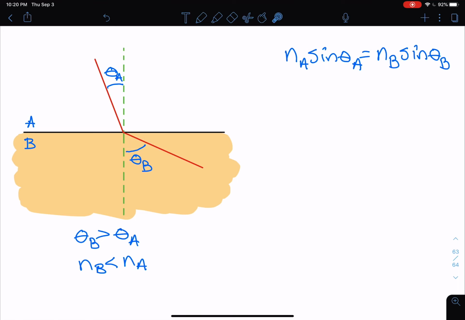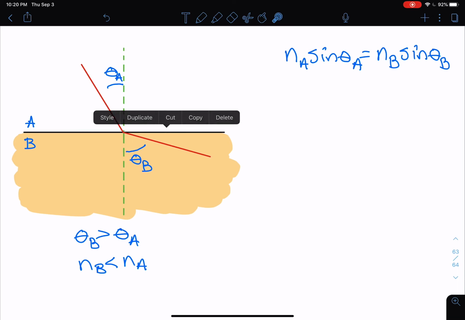Now, if I change the angle that it comes in, let's say I make this angle a little bit bigger, like so. Okay, now I've made it a little bit bigger. Because the angle's gotten bigger, the sine is a little bit bigger. Well, to maintain the equality, this has to increase. So that means the angle theta b has to increase, so this gets a little bigger, like so.